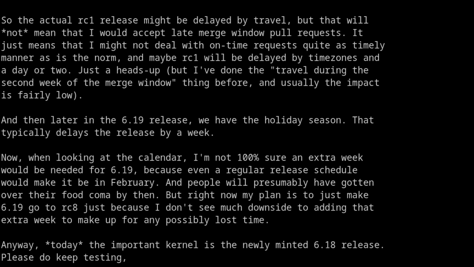Now, on the same subject, 6.19 could have some issues where we would need to push back the release a week. Of course, this is normally what we would do during the holidays, but Linus is still not sure that he wants to do it because the regular schedule will land us in February, and to borrow his words, people will have gotten over their food coma by then, which is the right way to say it.